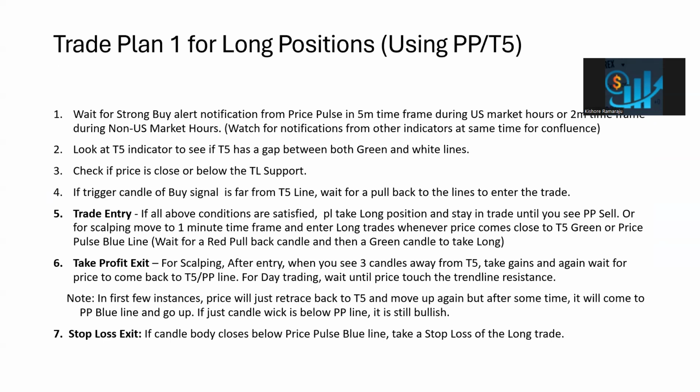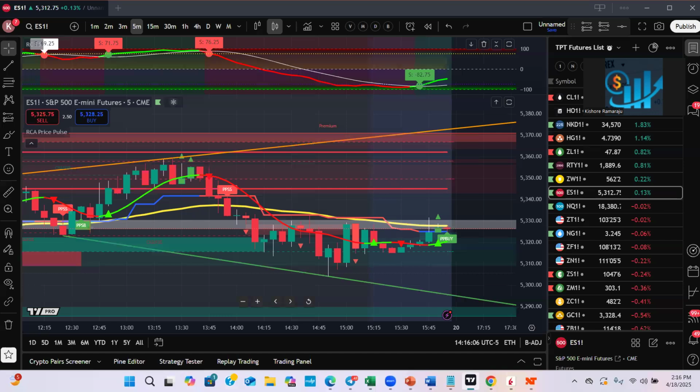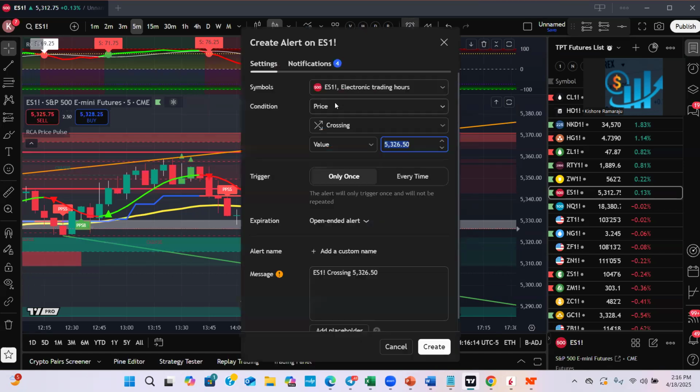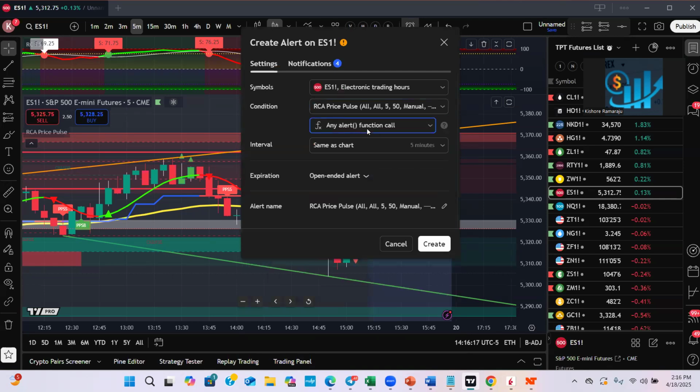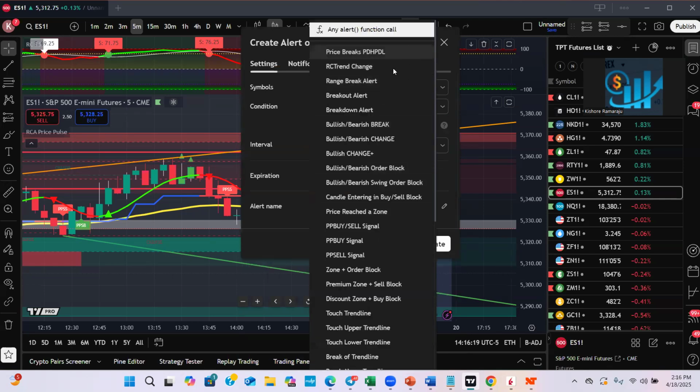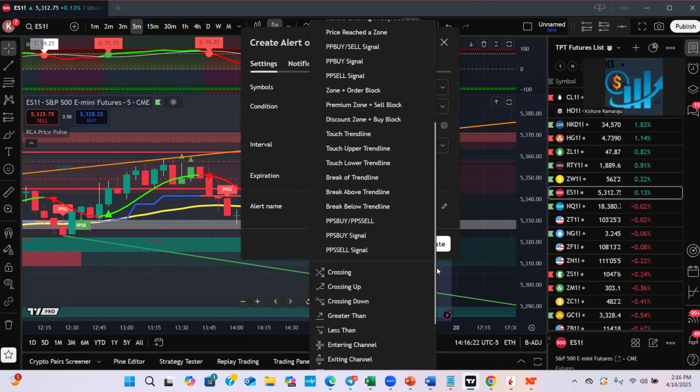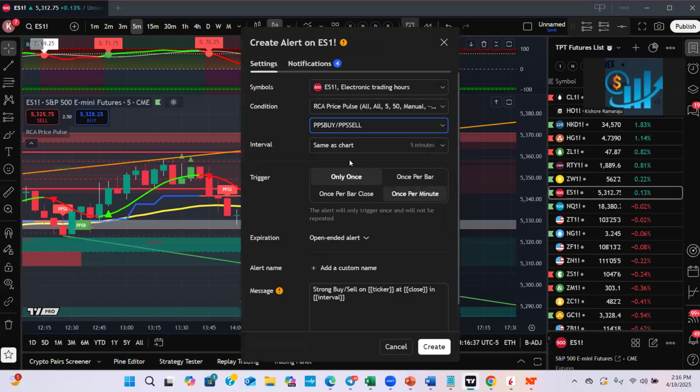The first thing we do is go to alerts. For example, if you want to create an alert on ES, you go here, select price pulse, and if you scroll all the way down, you will see PPS, which means price pulse strong buy, strong sell. You can select them separately, or directly select price pulse strong buy and price pulse strong sell. That means whenever you get a strong buy or strong sell, you will get a notification. Then you can say once per bar close.